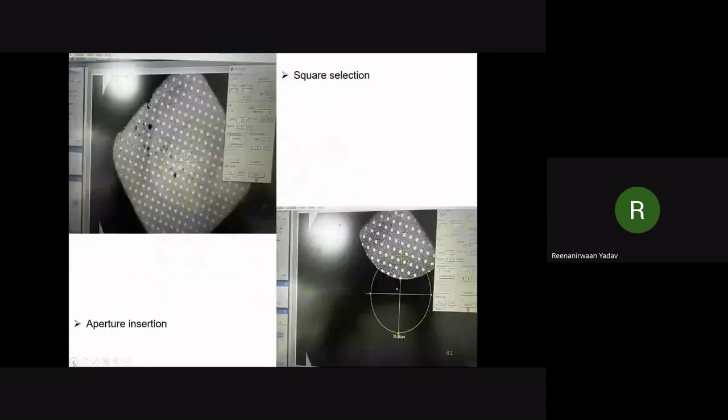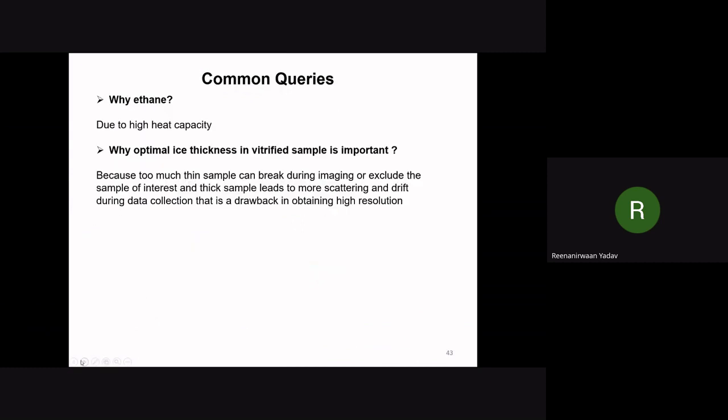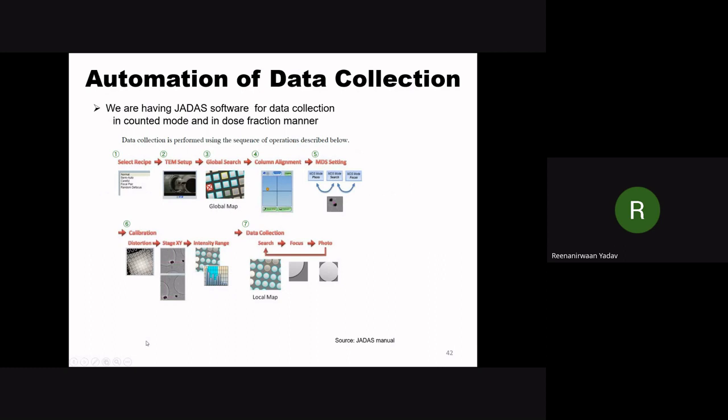Next. During the screening procedure, we generally collect data manually by using manual MDS. MDS means minimal dose system. We generally move between the search, focus, and photo modes. And with the help of quantifoil grids and different software, we can automate our collection also.